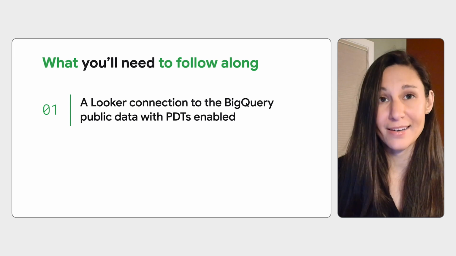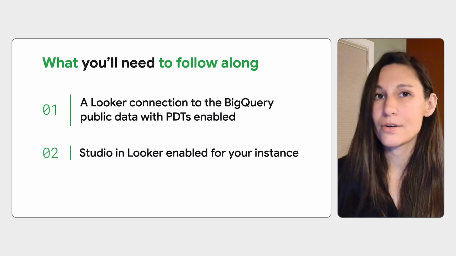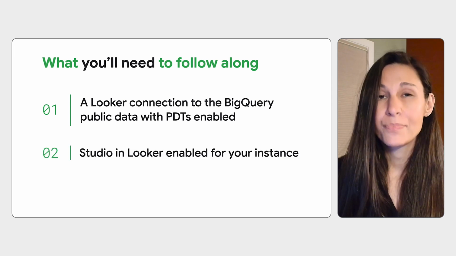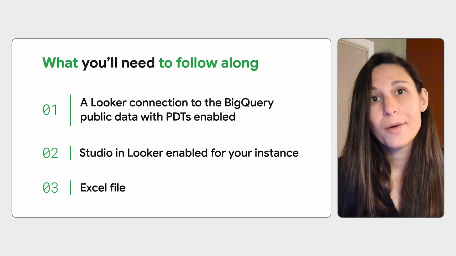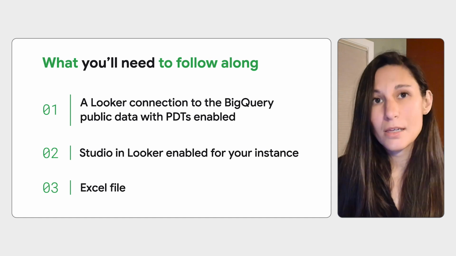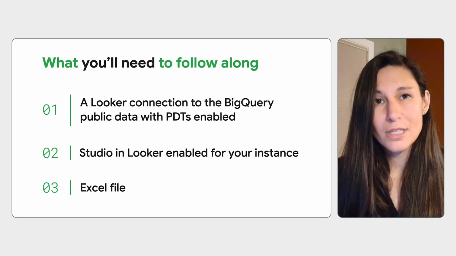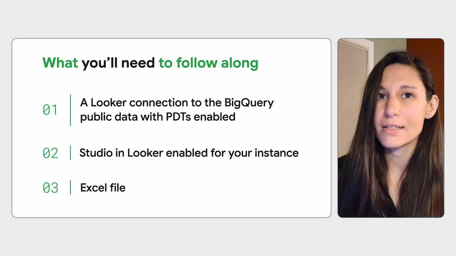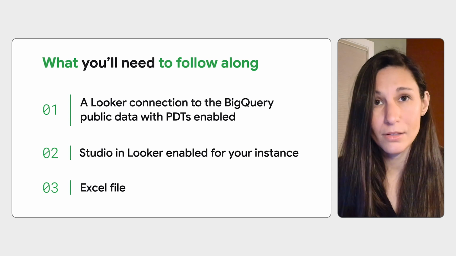If you want to follow along with me today, what you'll need is a Looker connection to the BigQuery public data. You'll also need Looker Studio enabled for your instance. I'm going to use an Excel file, but if you want, there are many different connectors to different sources in Looker Studio. So you can browse the connectors to see if any ad hoc data that you might have can be brought into a Looker Studio report.